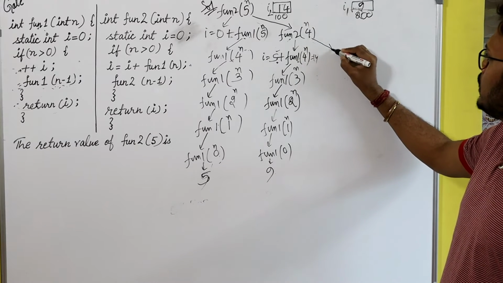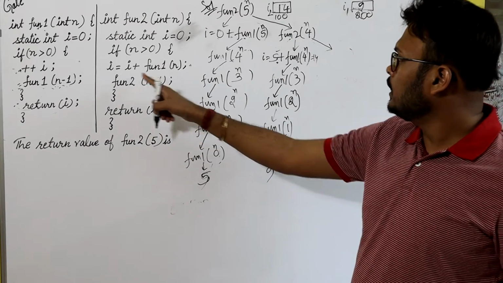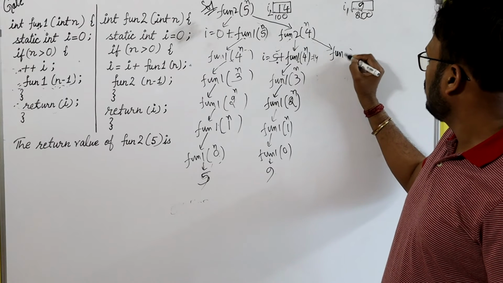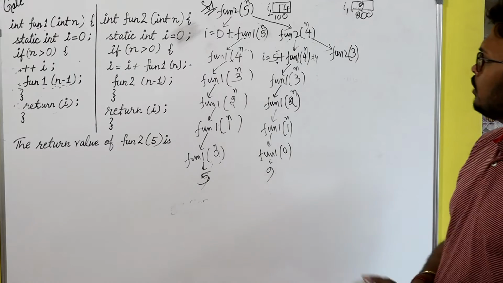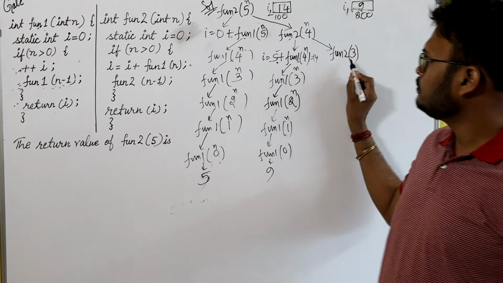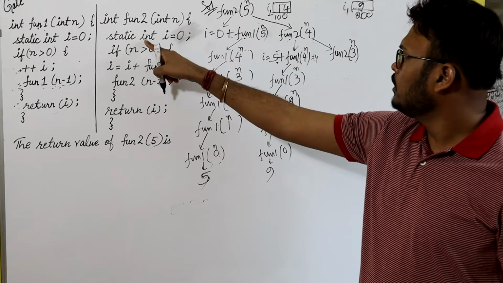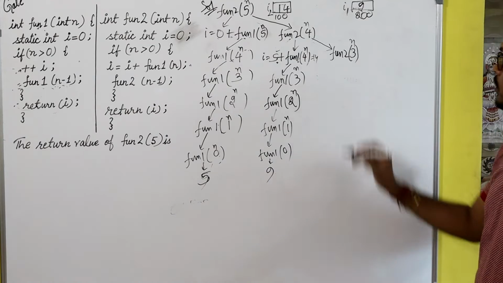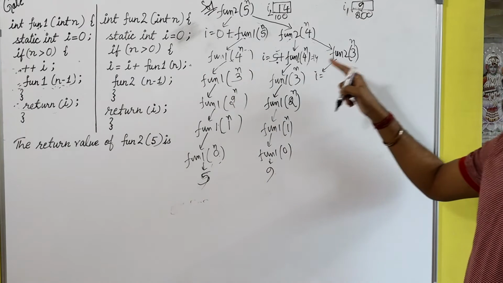So now fun2 is calling which function? Since this line has been executed, so now fun2 is calling fun2 of 3. Okay. So now same thing will happen here. Fun2 of 3 means what? The value of n is 3. So no need to execute this line. So 3 greater than 0. Yes, 3 is greater than 0. So now I is equal to I plus fun1 of n.